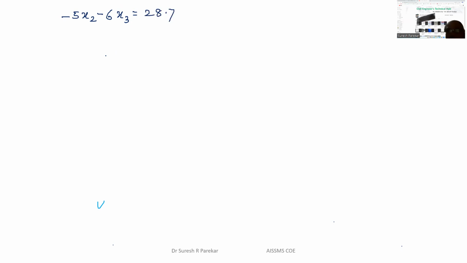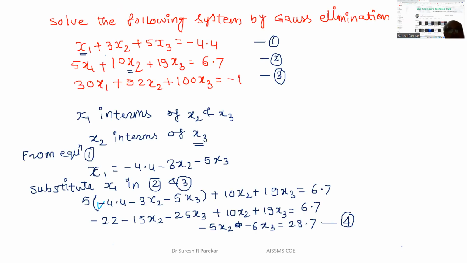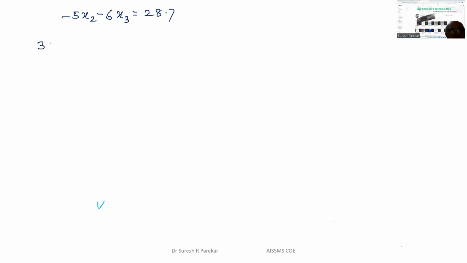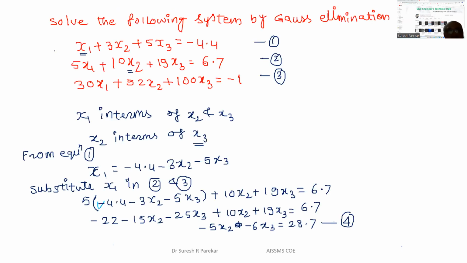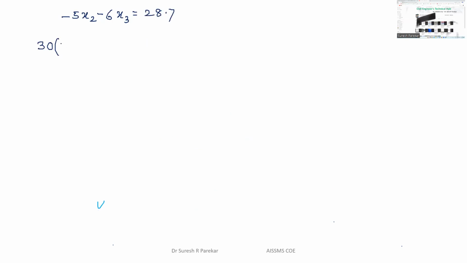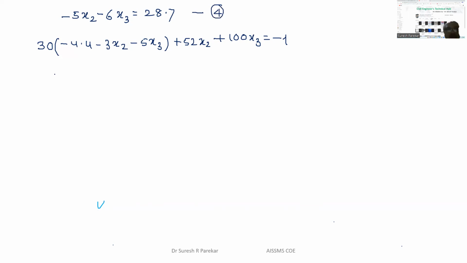Now I will put it in equation 3. In 3 we have 30x1, so I will write 30 times the value of x1, which is minus 4.4 minus 3x2 minus 5x3. Then the remaining terms we write as they are: plus 52x2 plus 100x3 equal to minus 1. Now this is our equation 5. Already we have written the previous one on the back side. So now we will solve this.